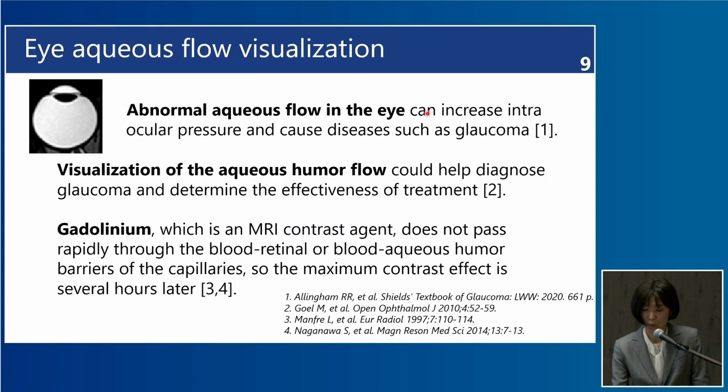Abnormal aqueous flow in the eye can increase intraocular pressure and cause diseases such as glaucoma. Therefore, visualization of the aqueous humor flow could help diagnose glaucoma and determine the effectiveness of treatment.